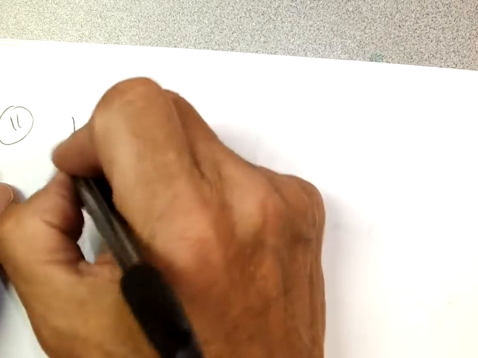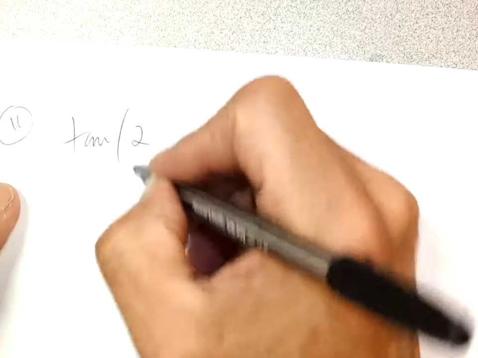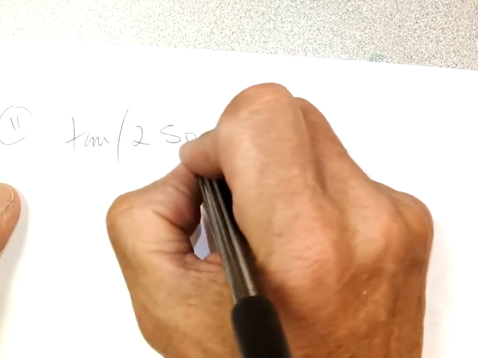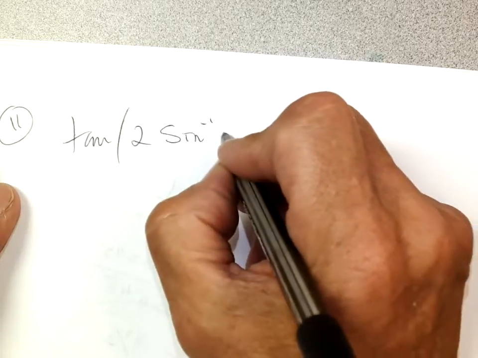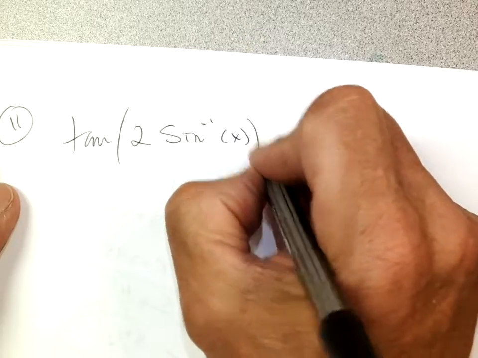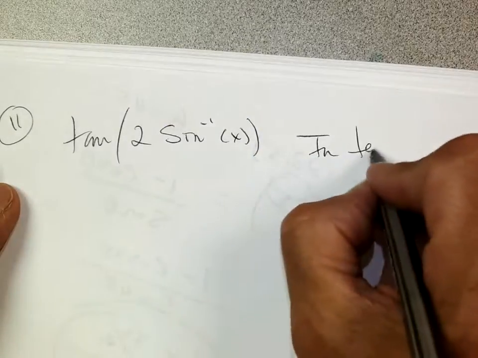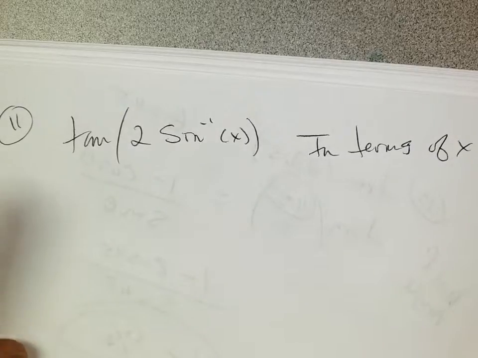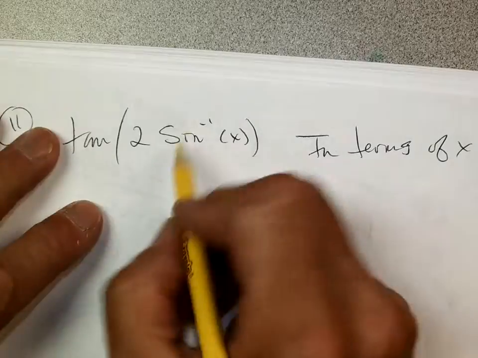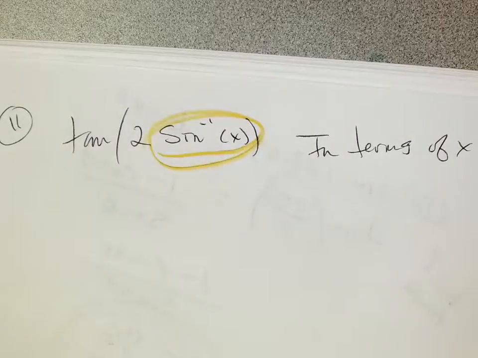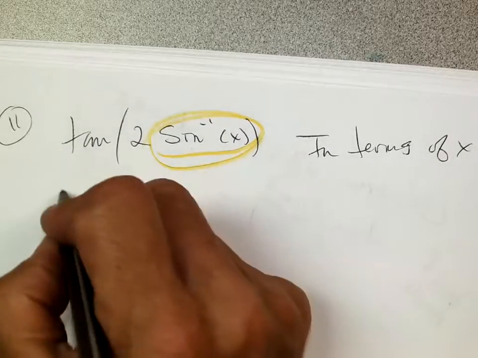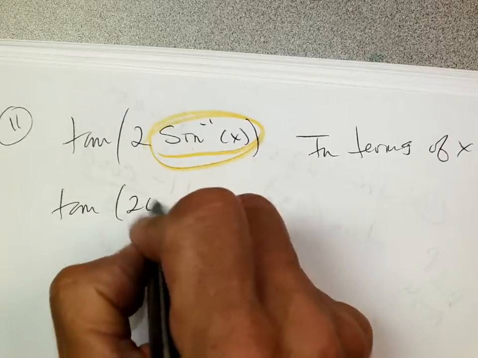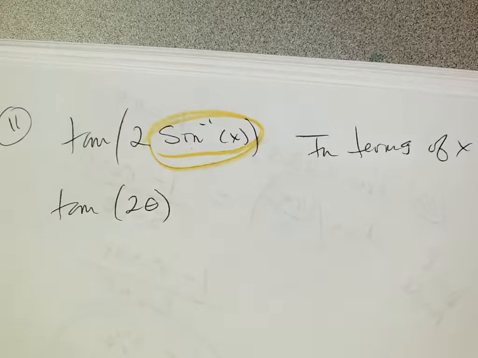So we've got tangent of 2 sine inverse of x. And we want to do everything in terms of x. Not tangent, not sines, but in terms of x. Okay. Now to start this problem, very first, right off the bat, anytime you take the inverse, you're going to get an angle, right? So let's just rewrite this as tan of 2 theta. You guys okay with that?